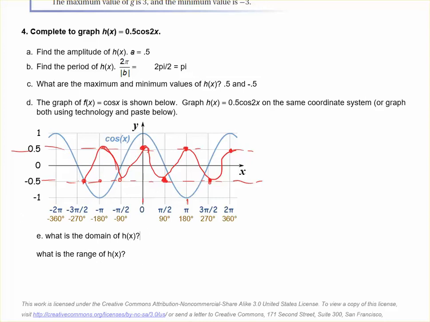The domain would be all real numbers. And the range would be between 0.5 or 1/2 and negative 0.5. So put the lower one first, negative 0.5. And that is the y value. And I need to underline that, and I didn't.